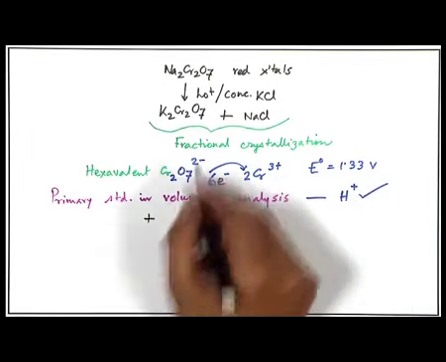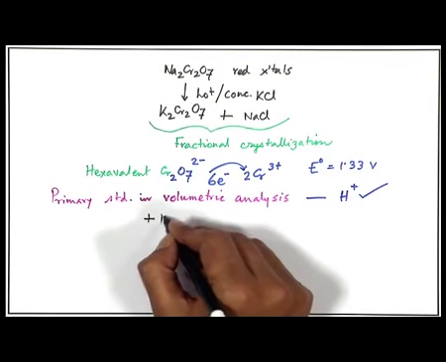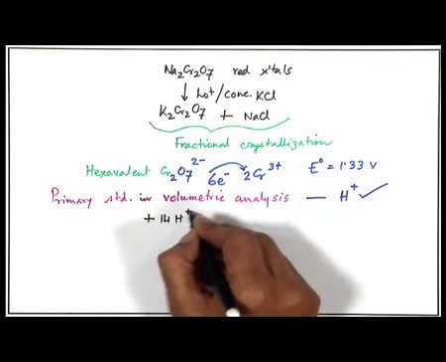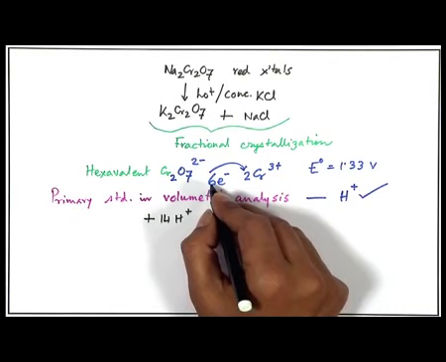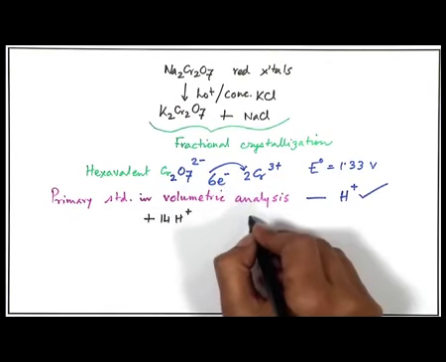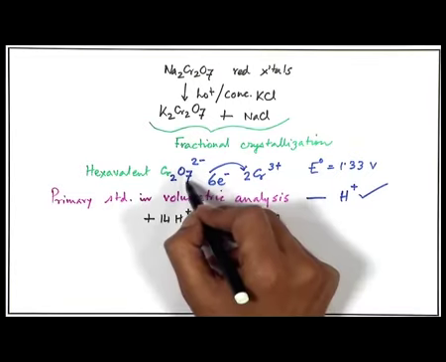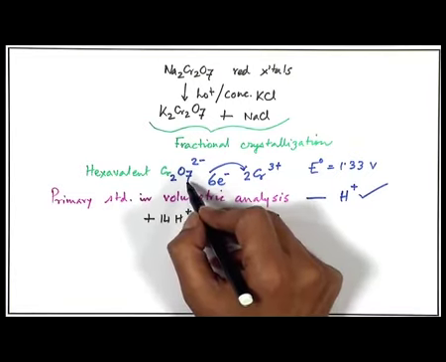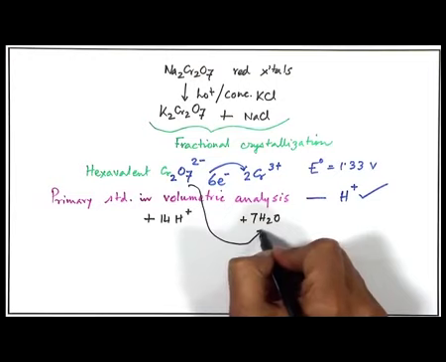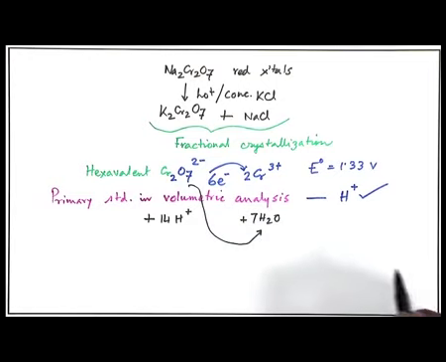And on the left hand side, for the balance, we put 14 H plus, giving rise to the 6 electron transfer forming 7 H2O definitely. So, 7 of these are going out, forming your water molecules. So, this is a very good primary standard solution.